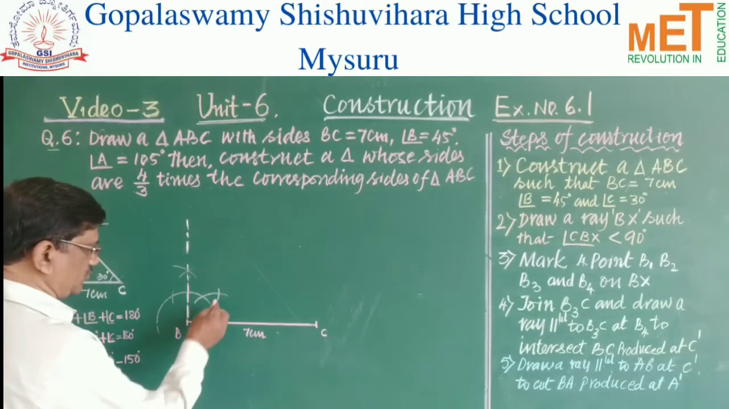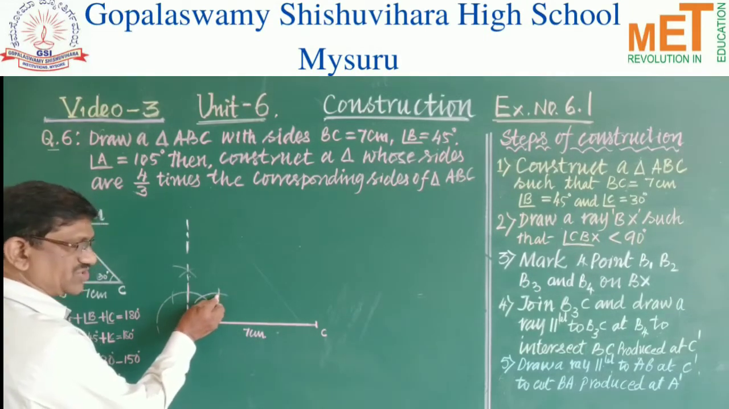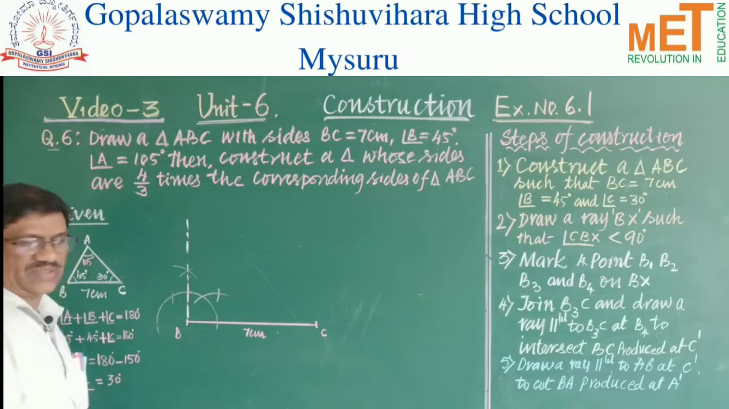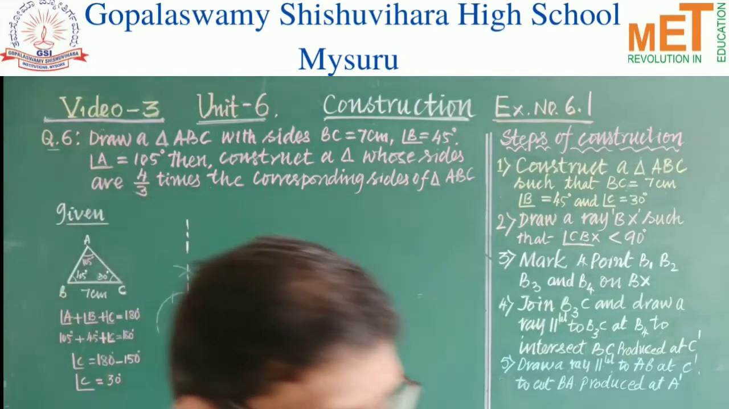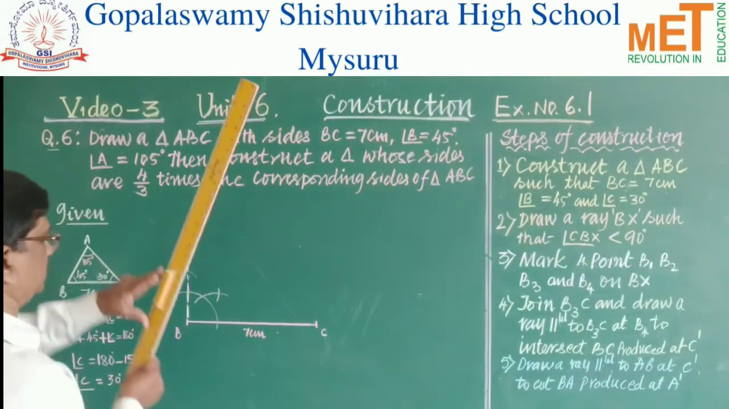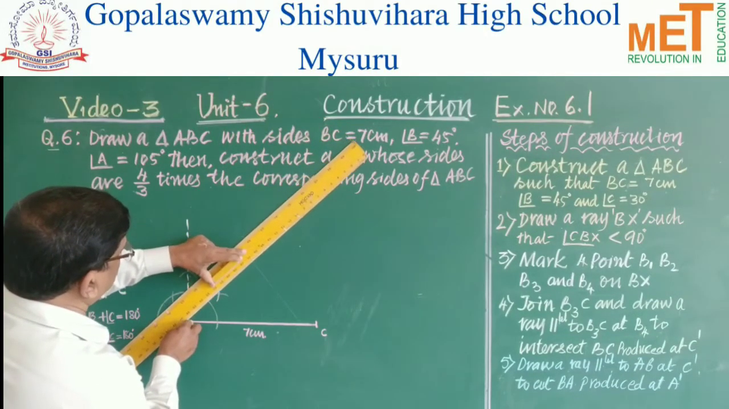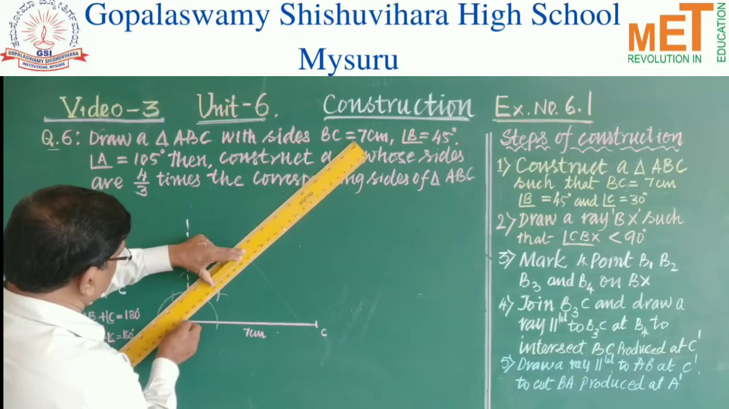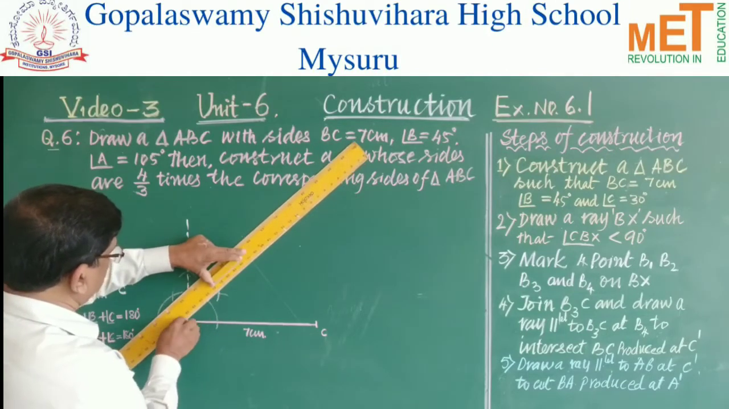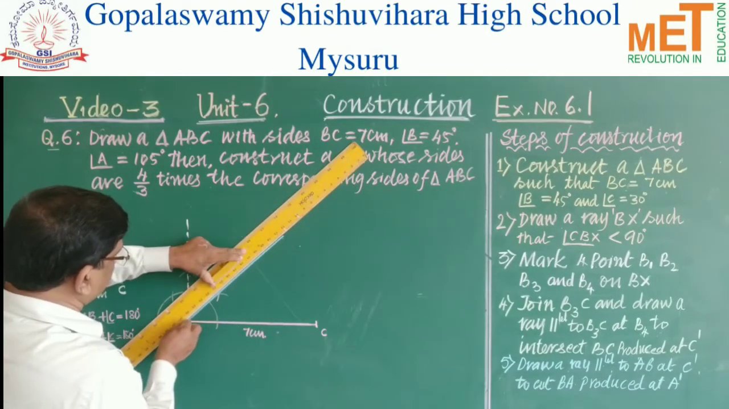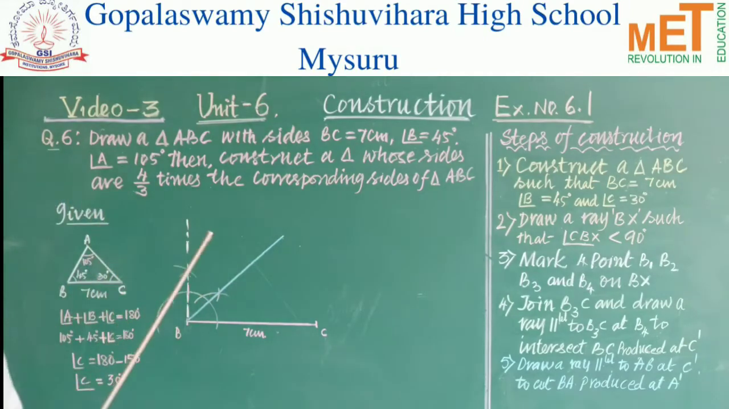Now, if you join this point of intersection with B, that gives 45 degree angle. Okay. Join this. Join and produce, children. Okay.